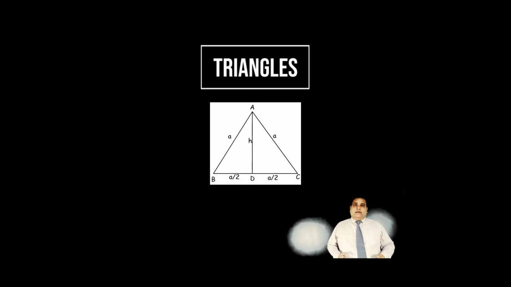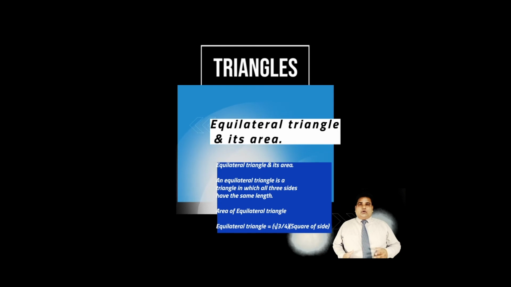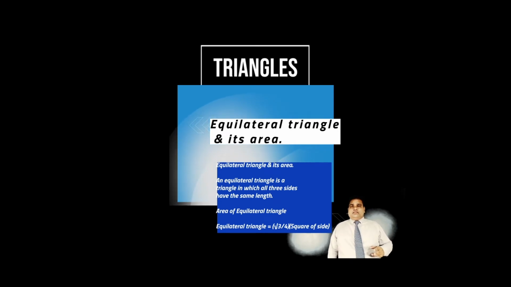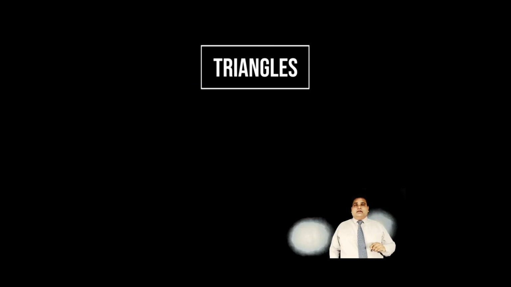But the important thing is that there is a direct formula, because if one side is given, we can directly find the area of an equilateral triangle. The formula is root 3 by 4 times the square of the side, or root 3 by 4 a square, where a is the equal side.